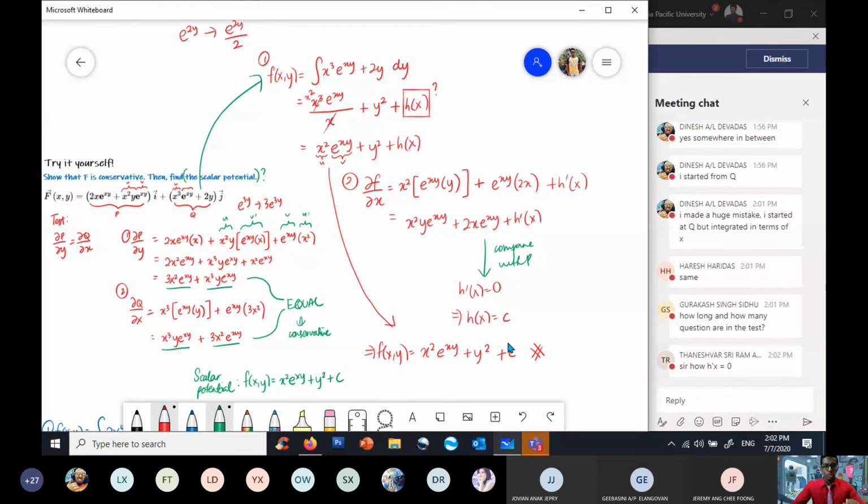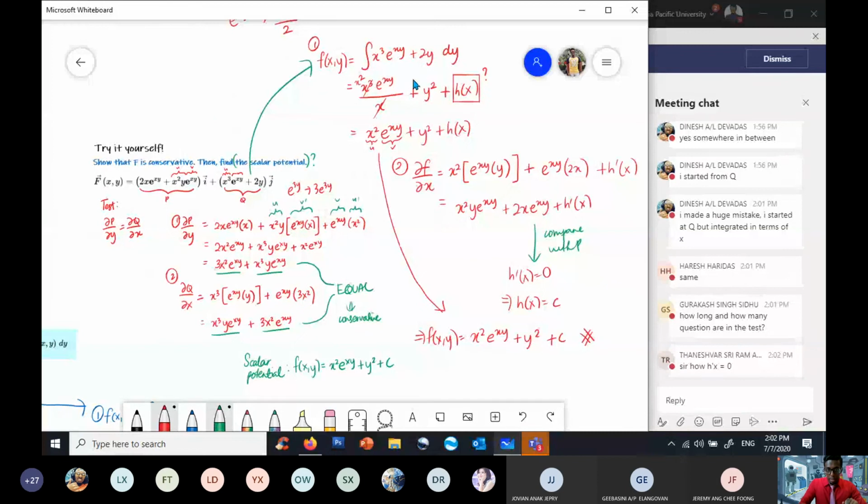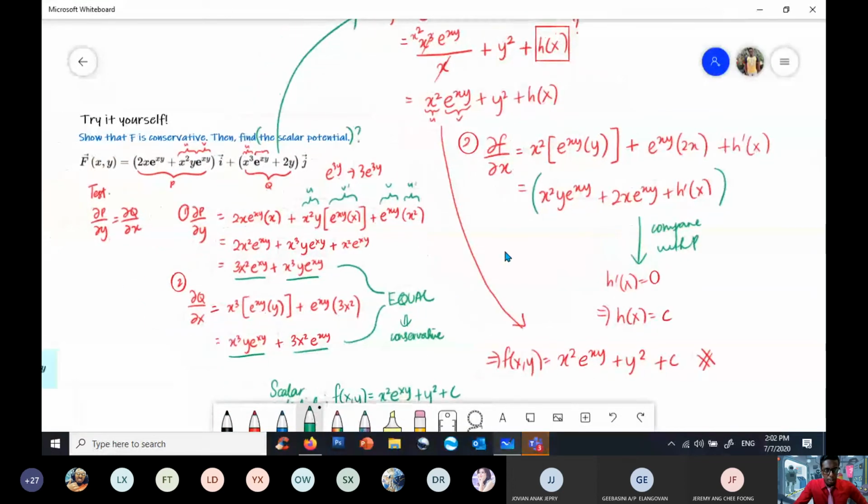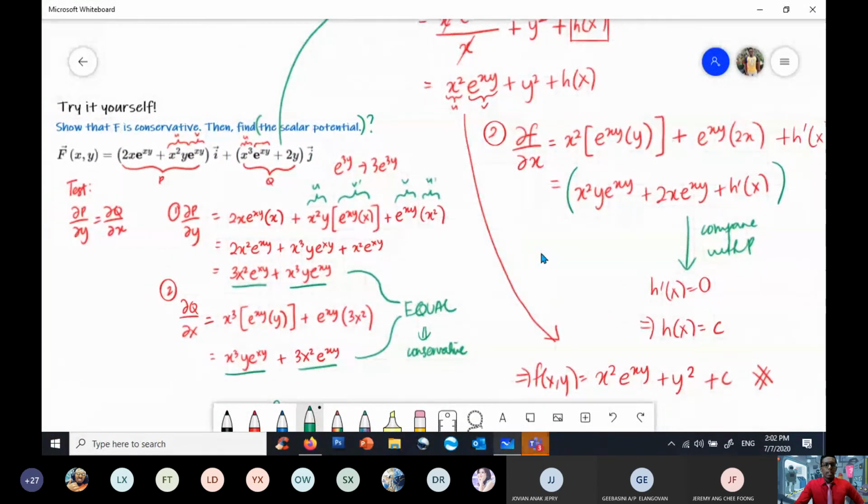How is h prime x equal to 0? Because Tanesh, I compared whatever that I get here. Am I using a green pen? No. I compare whatever that I got here with my P. So I know it's kind of not obvious. Okay, let me go full screen for a while. Alright, so you can see that my x square y e^xy is similar to this. My 2x e^xy is similar to this. So my h prime has nothing else to compare. So the only way h prime x is actually equal to 0 is because I have no other terms to compare with.